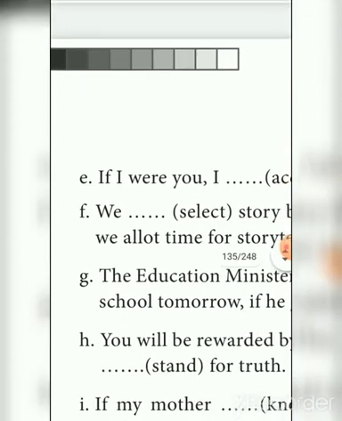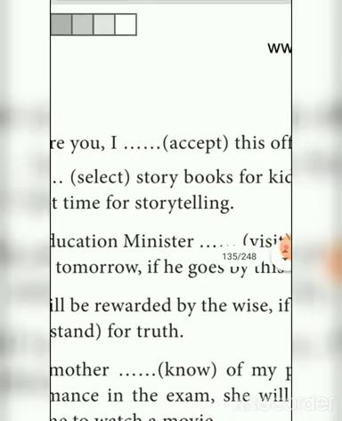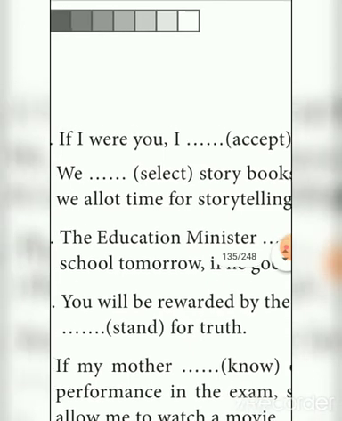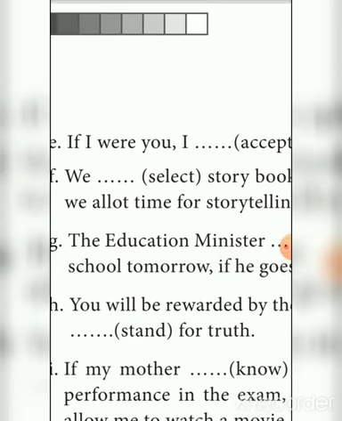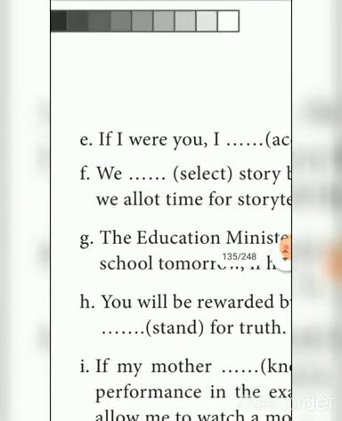Okay. So write in a notebook. Next question. This also comes under second condition. What is that? Second condition, improbable, unreal, and imaginary. If I were you, dash, I dash accept this offer. So, second conditional, if the if clause is in the past form, what will be the result in the main clause? Future in the past. So we can use the verb would. If I were you, I would accept this offer.